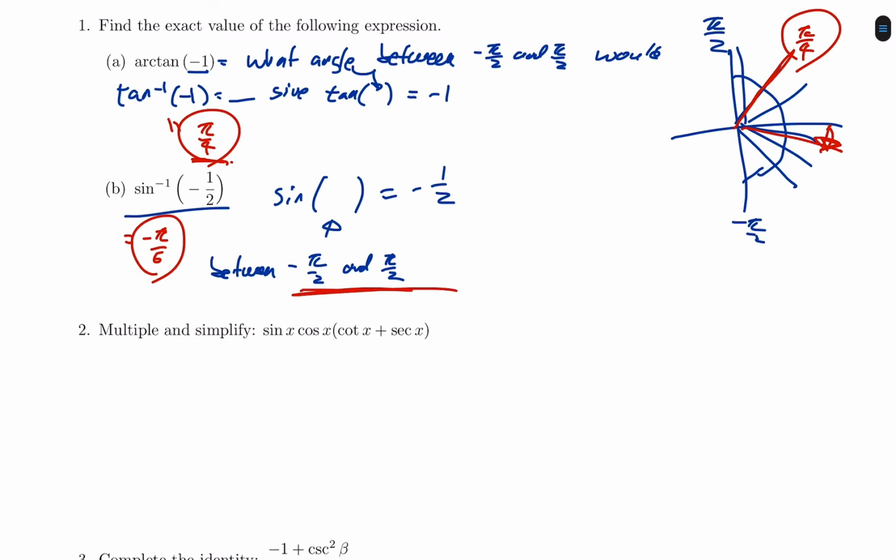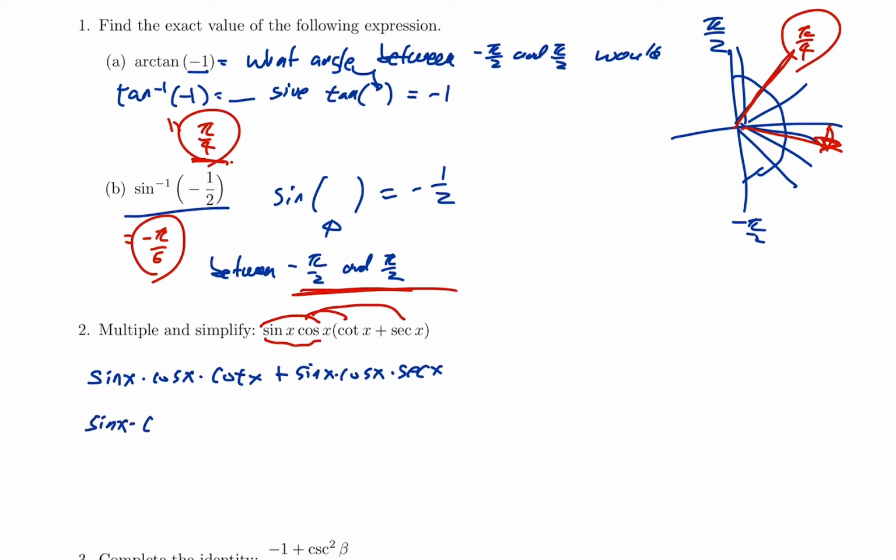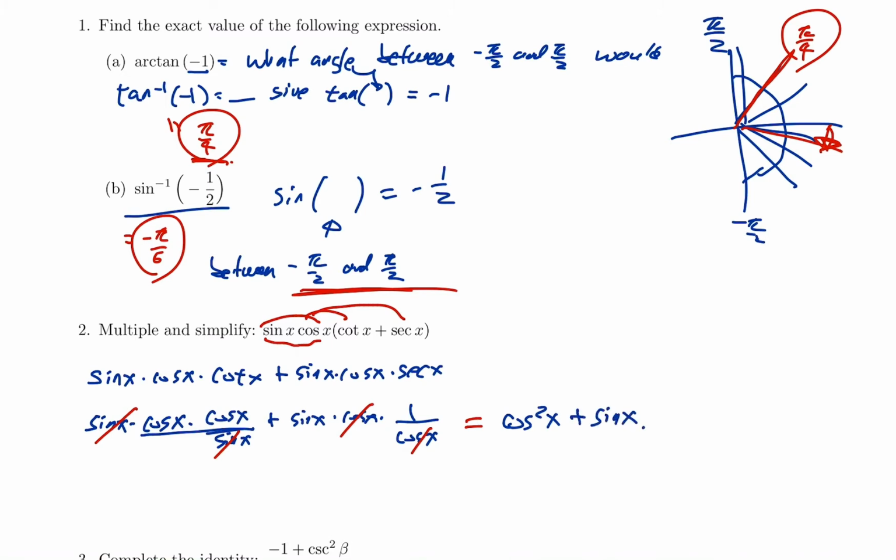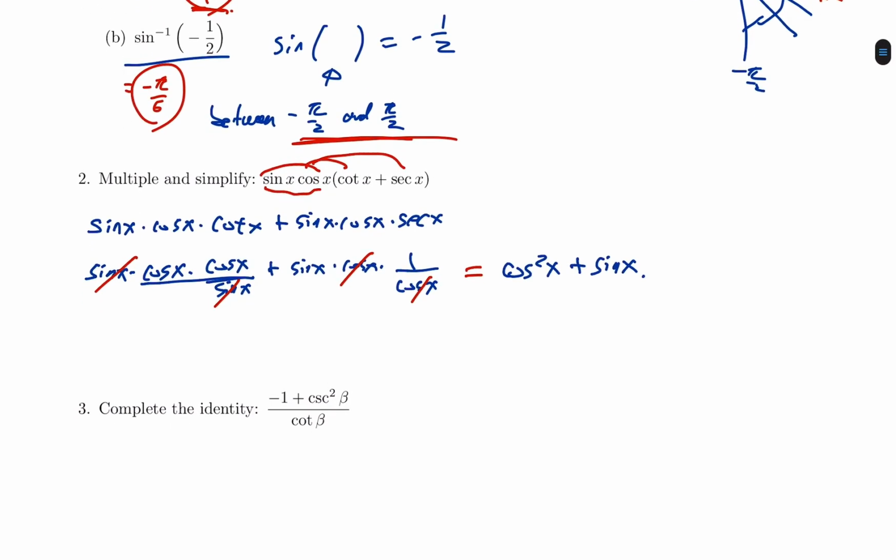The next one says multiply and simplify. This is just practice of multiplying and manipulating trig expressions. So we'll multiply, distributing across both of them. Then what we get is sine x times cosine x times cotangent x plus sine x times cosine x times secant x. Then we can rewrite cotangent as cosine over sine, plus sine x times cosine x times secant, which is 1 over cosine. Then we can simplify sine with sine and cosine with cosine. Cosine times cosine gives us cosine squared x plus sine x. So we multiply and simplify by rewriting some of the trig expressions in terms of sine and cosine.